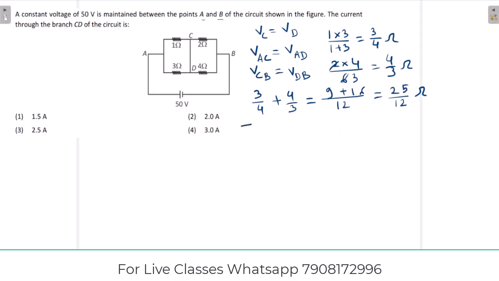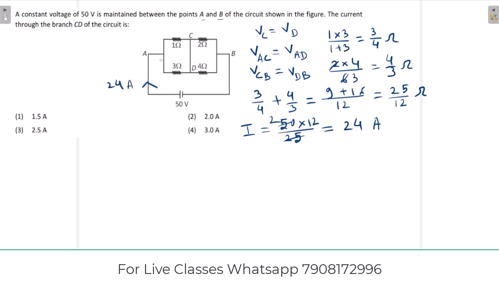So the total current of the circuit, that is I, is equal to V by R. So V is 50 and resistance is 25 divided by 12. So this is 50 into 12 divided by 25, so 24 ampere. So the total current in the circuit is 24 ampere.